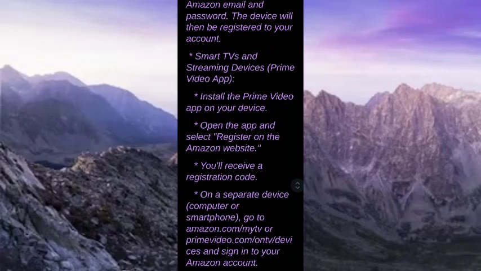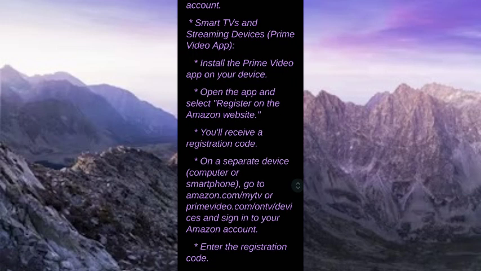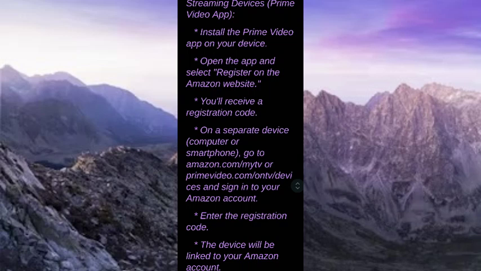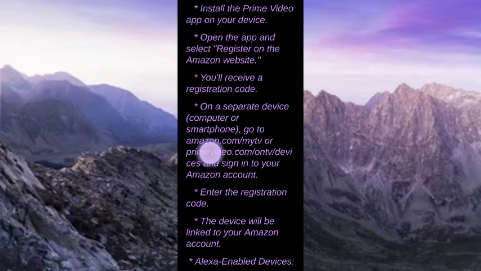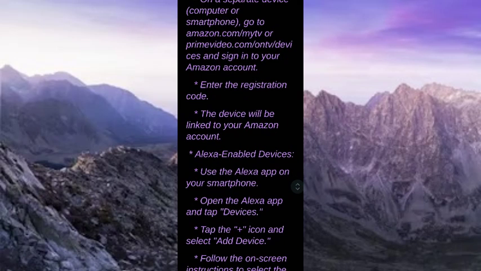For smart TVs and streaming devices or the Prime Video app, what you do is install the Prime Video app on your device. Open the app and select register on the Amazon website. You receive a registration code. On a separate device, computer or smartphone, go to amazon.com/mytv or primevideo.com/ontv/devices and sign in to your Amazon account. Next, the device will be linked to your Amazon account after you've entered your registration code.